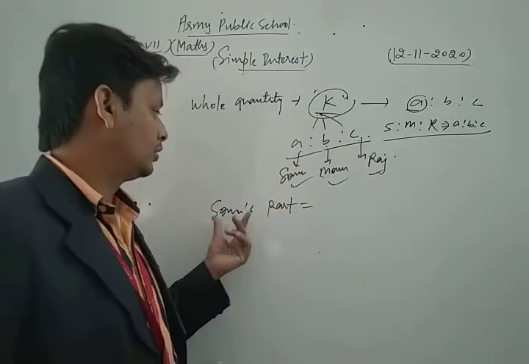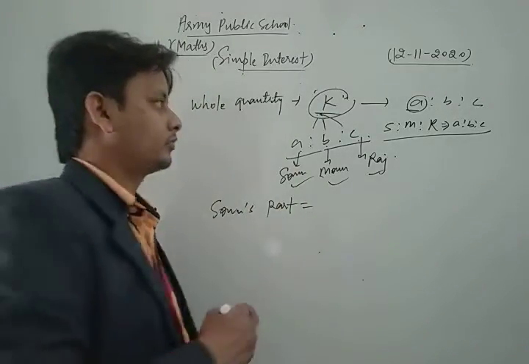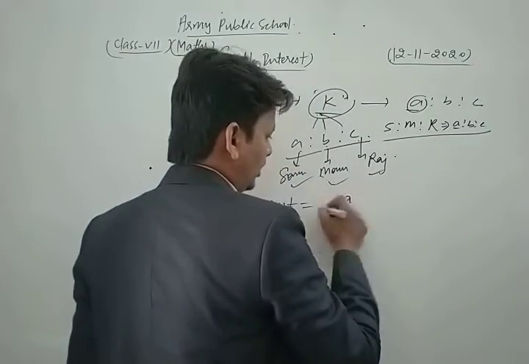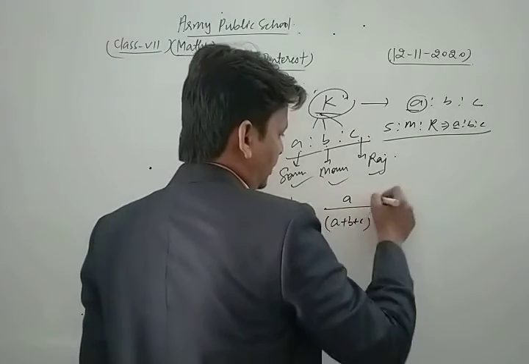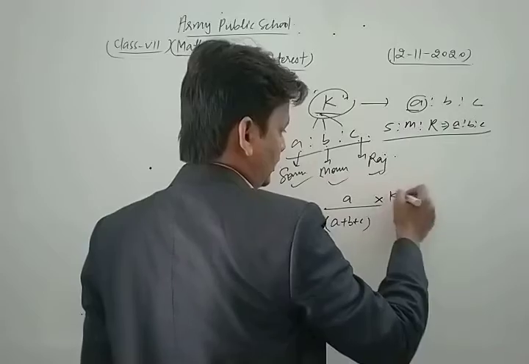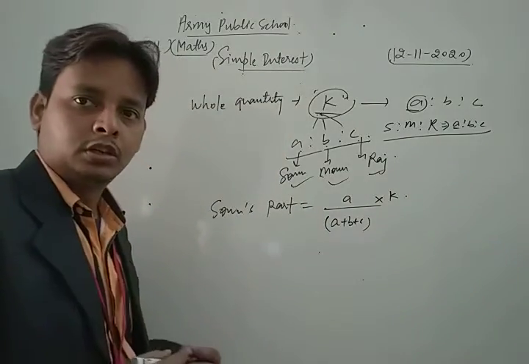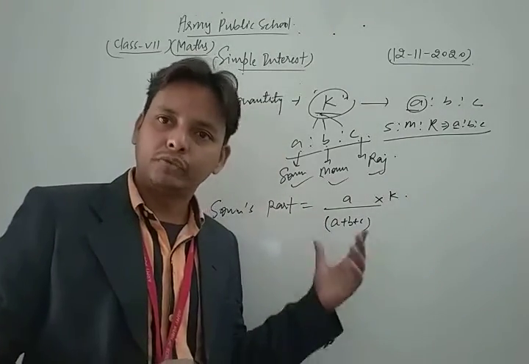In that condition, Sonu's part will be what? Their ratio A upon the sum of ratios, means A plus B plus C, into the whole quantity K. Okay, this is the process to find the part of each.